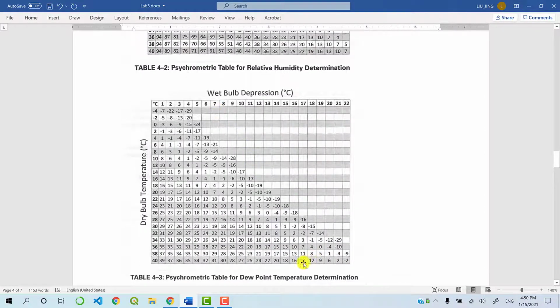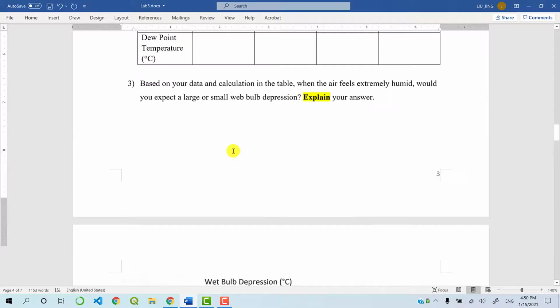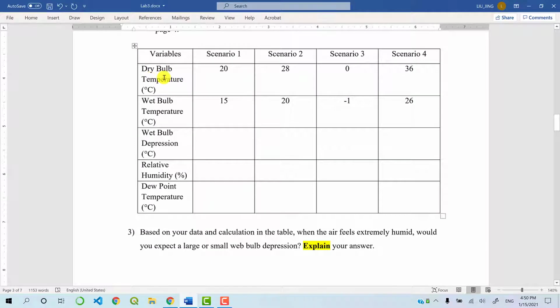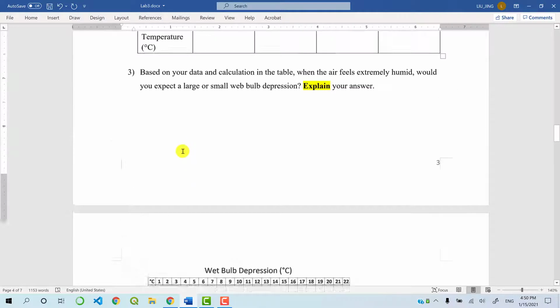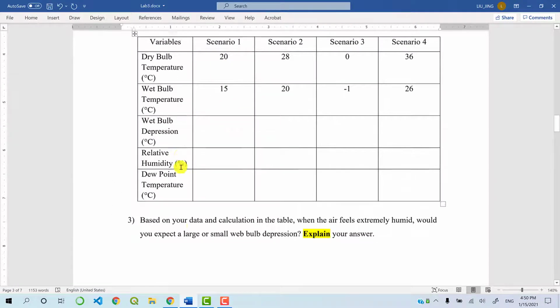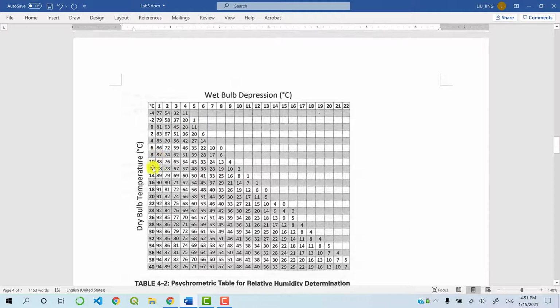Okay, and the one below is for dew point temperature. But the key, as you can see, is to calculate the wet bulb depression. Basically, that is the temperature difference between your dry bulb temperature and your wet bulb temperature, and you calculate the depression recorded here. Based on that, for example, the first one I will get 5, right? And the dry bulb temperature is 20, so you need to use those 2 numbers.